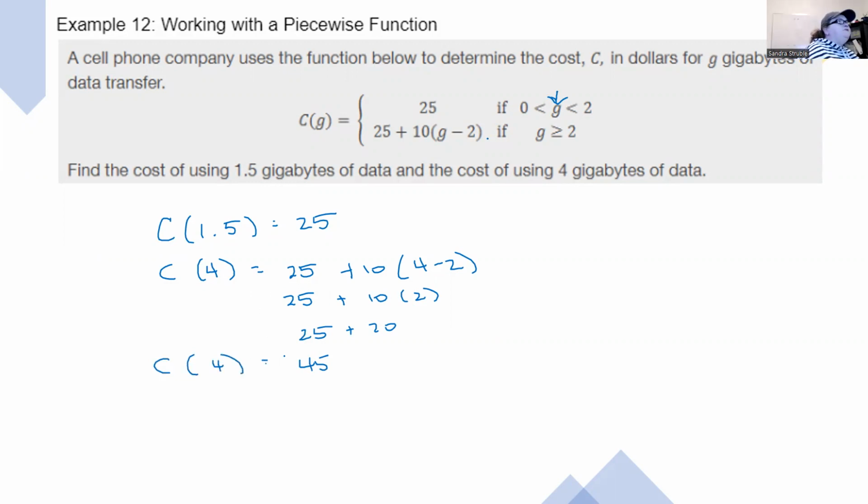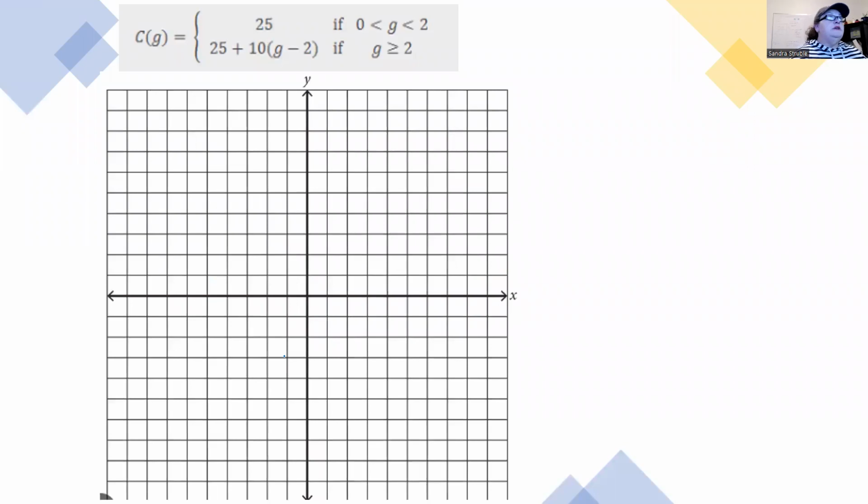All right, here's the other piece that I think you're struggling with more than anything.